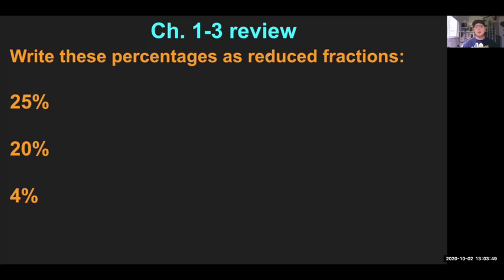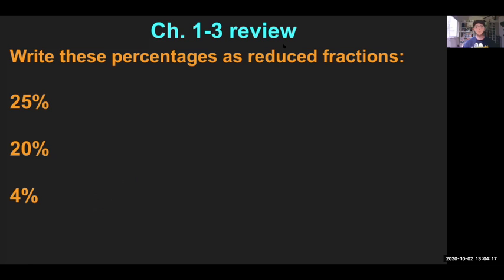And last one, you do that one. Ready, go. All right, so you should have 4 over 100. And then 4 over 100, you're going to divide both sides by 4. 4 divided by 4 is 1. And 100 divided by 4 is 25. So you should have 1 over 25. Cool beans.